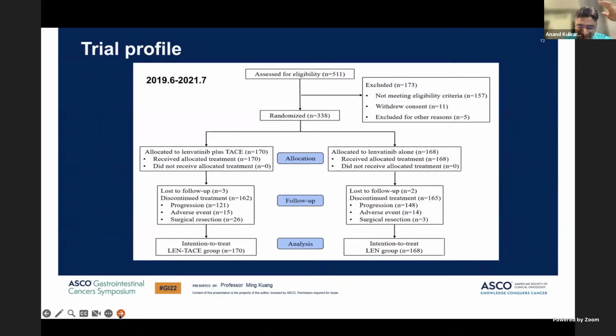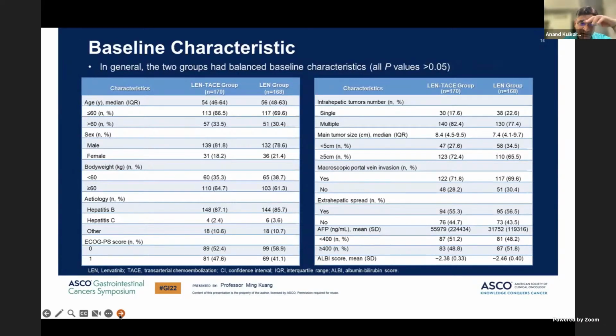There were 338 patients randomized to two groups, TACE plus lenvatinib versus lenvatinib alone. 170 received len plus TACE, while only 168 received lenvatinib alone. These are the baseline characteristics, which are quite similar in both the groups. Again, the most common etiology was hepatitis B. More than 80% of the patients had hepatitis B as the cause of disease and had good performance status. Alpha-fetoprotein was more than 400 in around 50% of the individuals in both the groups.